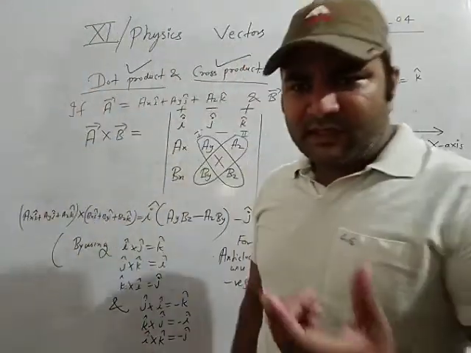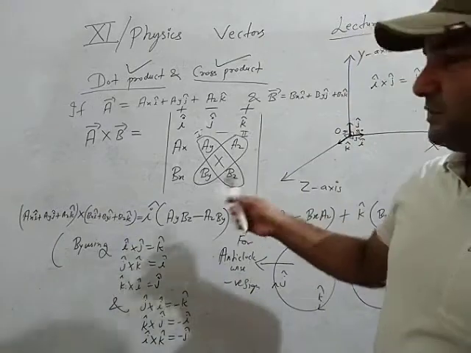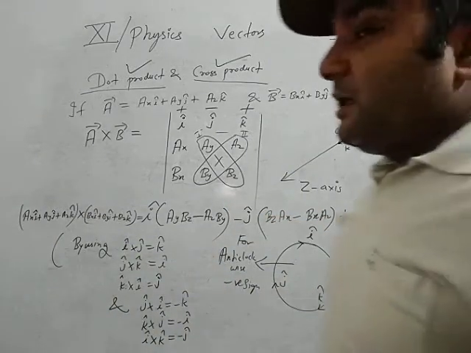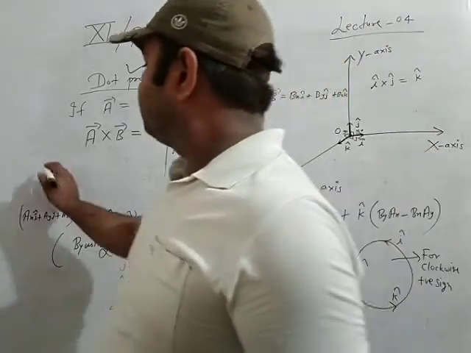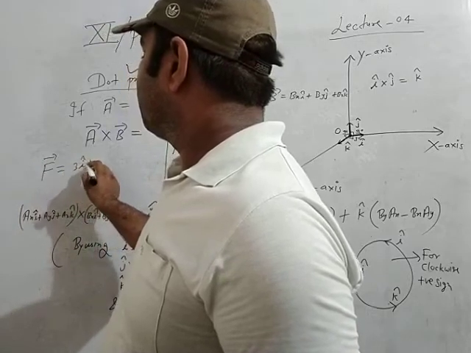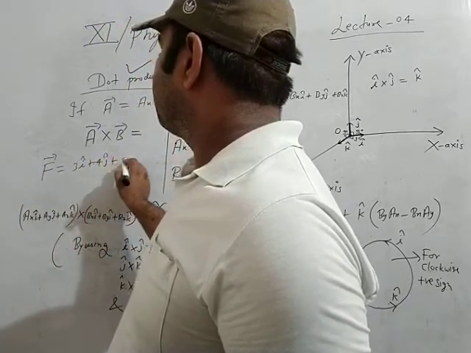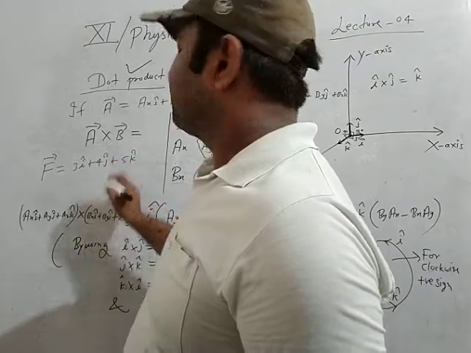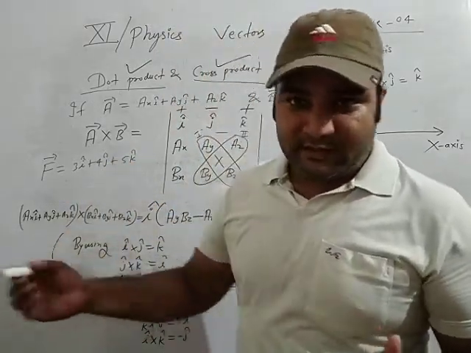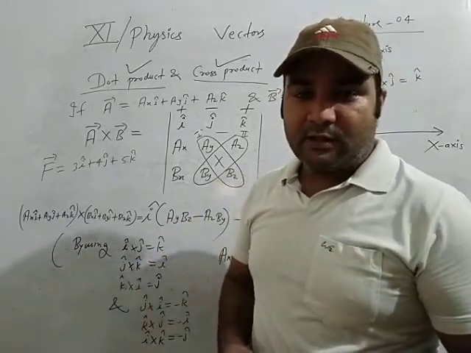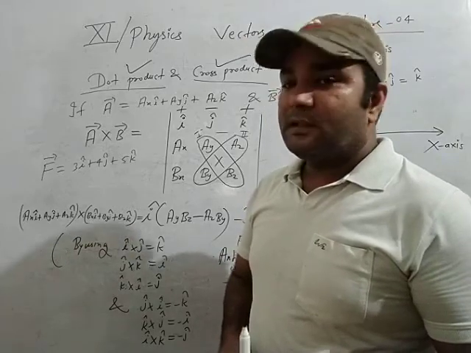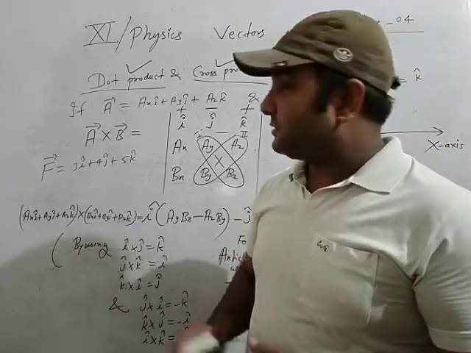So a simple numerical based on this cross product. Let's see, suppose a force of 3i + 4j + 5k acting on a body for making displacement in rotation, and the position vector is what?